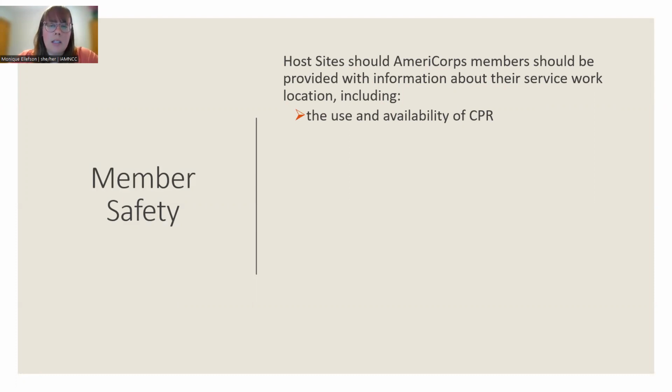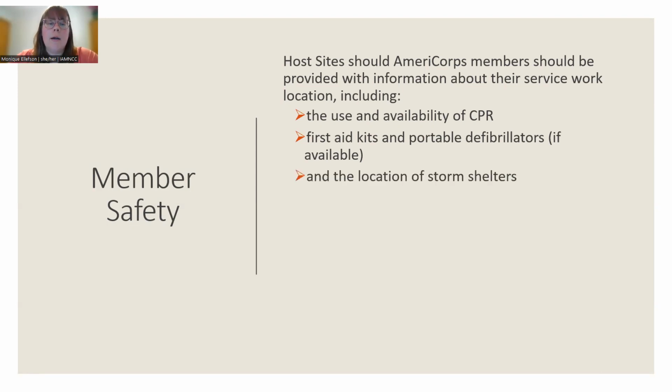So the use and availability of CPR. Maybe just identify who in your office or in your space is certified, or if you want your member to be certified, you can definitely do that. First aid kits and any portable defibrillators, if those are available. Just identify those for your members so that they know. And obviously the location of storm shelters in your working location. And then if there are any additional site-specific safety concerns or policies that you all have, obviously make sure that you're doing that.